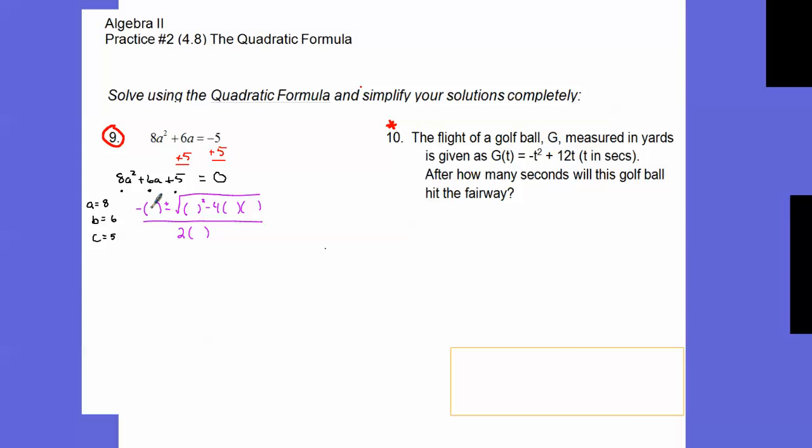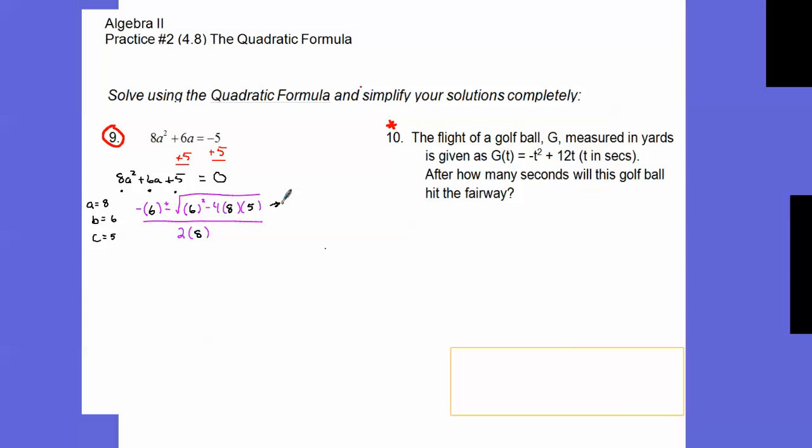So in this first position we'll put 6. We'll put another 6 here. That's the 6 that gets squared. Negative 4 times the a, or the 8. And then we have times the 5, which is the c. 2 times a in the denominator is 2 times 8.